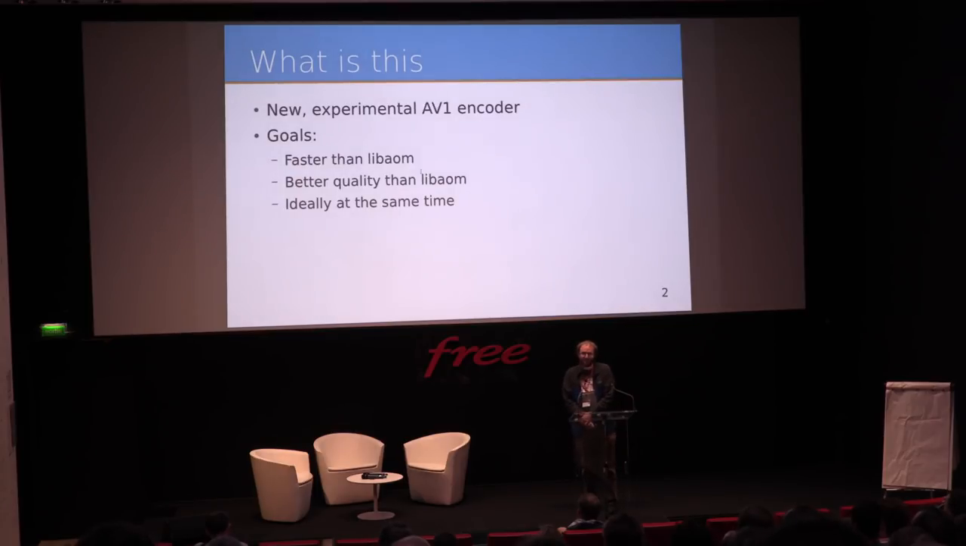So if you haven't heard of rav1e, it's basically a new experimental AV1 encoder with a bunch of goals. There's actually a big roadmap on the wiki if you want to look. But the main goal is that we want to be faster than libAOM for obvious reasons. We'd also like to get better quality than libAOM. We think there's a lot we can do to squeeze out more quality with the existing bitstream format. And ideally, we'd like to do both of these at the same time, which is going to be the most exciting part.